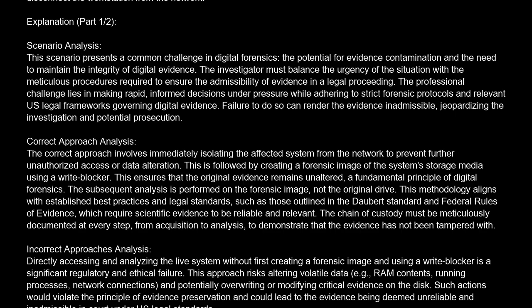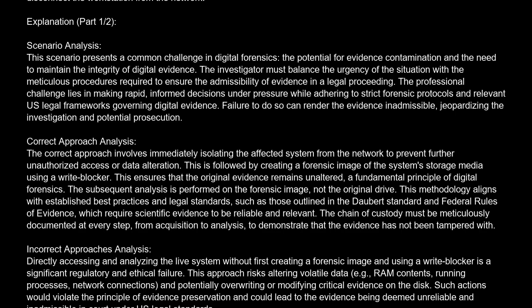The investigator must balance the urgency of the situation with the meticulous procedures required to ensure the admissibility of evidence in a legal proceeding. The professional challenge lies in making rapid, informed decisions under pressure, while adhering to strict forensic protocols and relevant U.S. legal frameworks governing digital evidence. Failure to do so can render the evidence inadmissible, jeopardizing the investigation and potential prosecution.